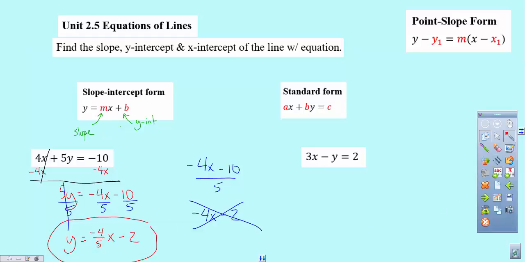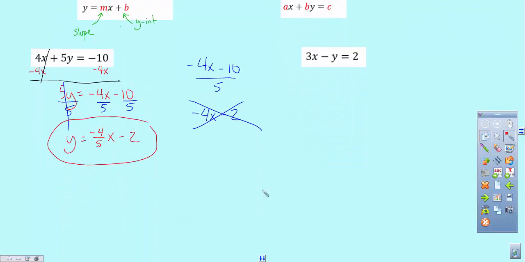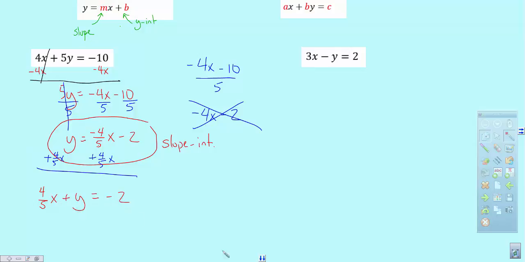And then vice versa, if I want to take that equation and go backwards and put it into standard form, because that's what's going to happen. You're going to have problems where they give you something in slope-intercept form and ask you to put it in standard form. Well, standard form means you want everything together on one side. So we're going to add 4/5 x to both sides. So that gives us 4/5 x plus y is equal to negative 2.